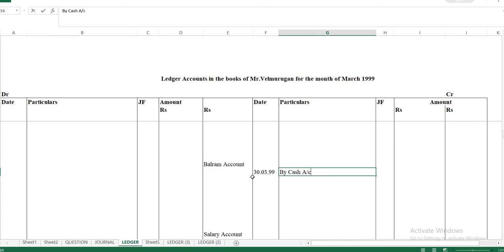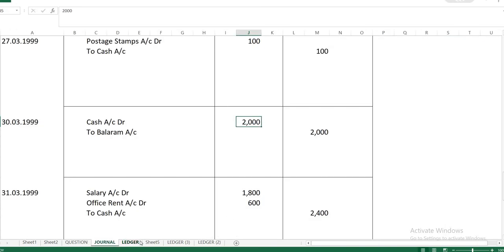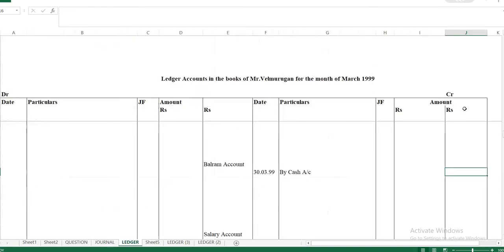Cash account la to Balram account. Balram account la buy cash account. So whatever amount you are receiving, that 2000. So 2000 rupees you have to give it over here. Okay, and moving to the next one.